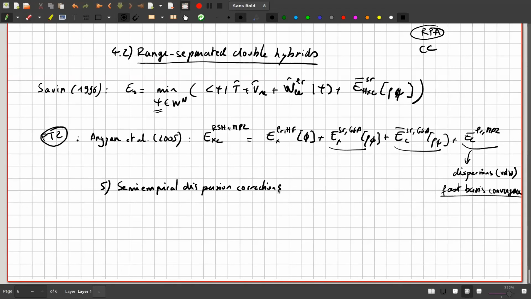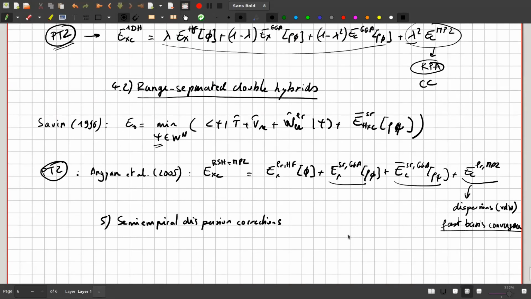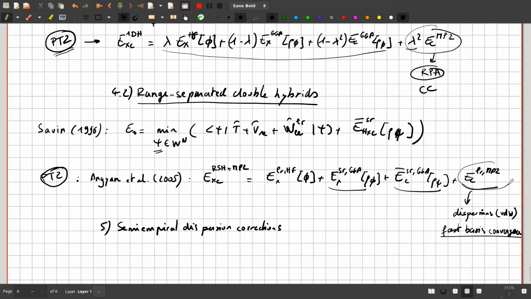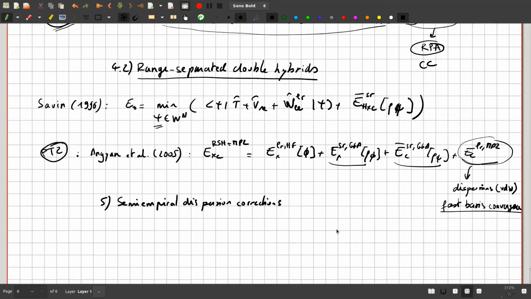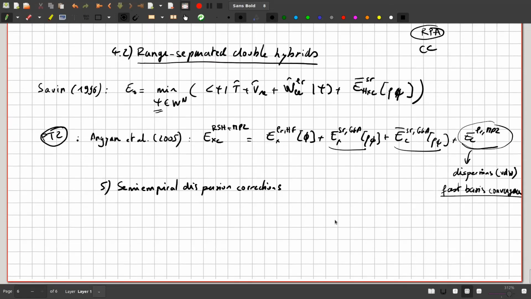Where, if you use this approximation here, the van der Waals will be sort of included in the MP2. But in all the other approximations that I showed you, the dispersion interactions are missing, or at least partly missing. So people have developed a semi-empirical expression to add to your functional an expression for the dispersion interaction. So it usually looks like that.